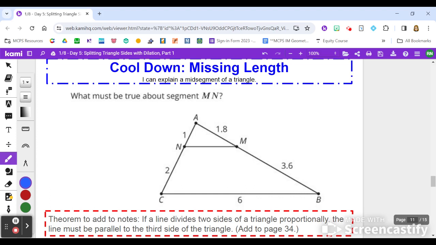I just really want you to write this down because I think it's important for you to have. A theorem to add to your notes: If a line divides two sides of a triangle proportionally, the line must be parallel to the third side of the triangle. Proportionally means that there's a scale factor involved.